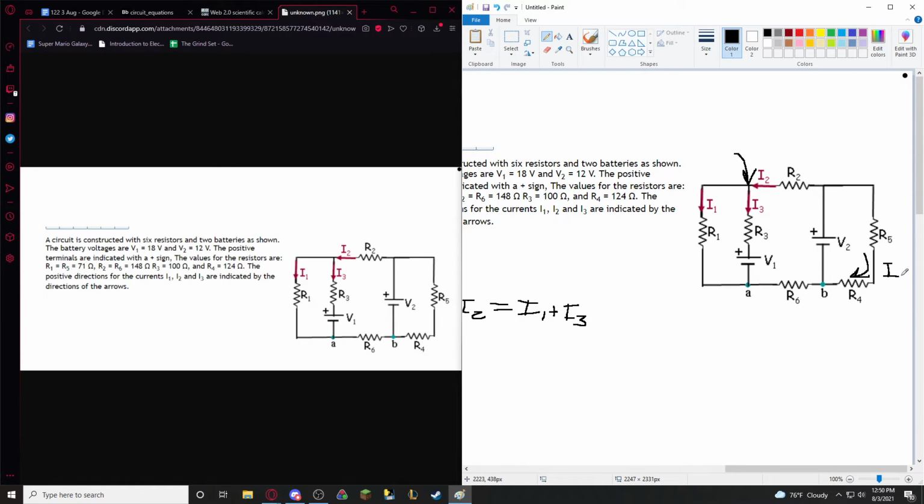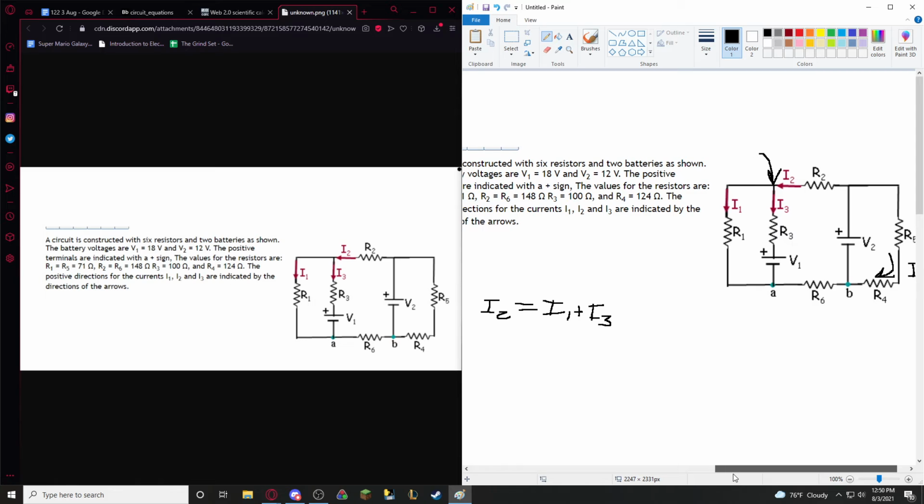Why does it not matter? Because if the answer comes out negative, it's not wrong. It just shows it's in the opposite direction. Exactly. It basically just changed the direction and you'll be fine. Yep. And then we'll also have I6 here.